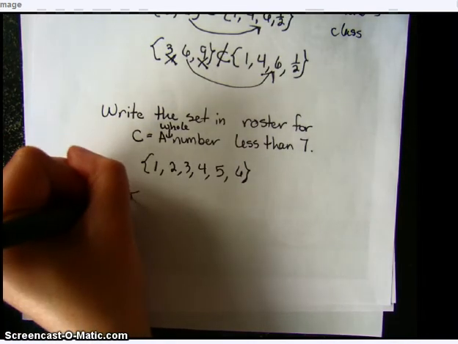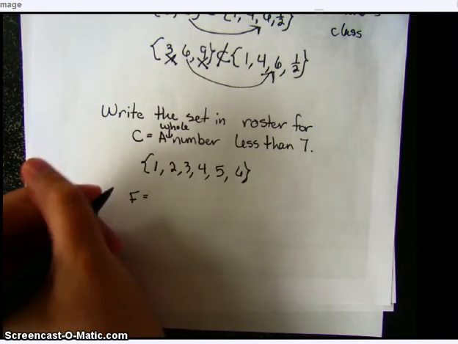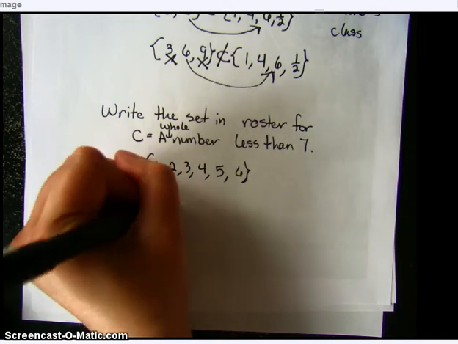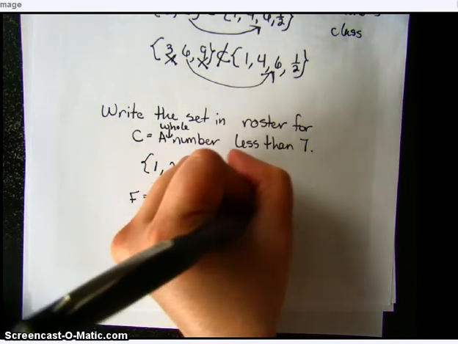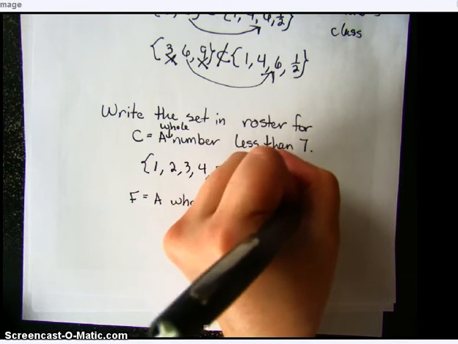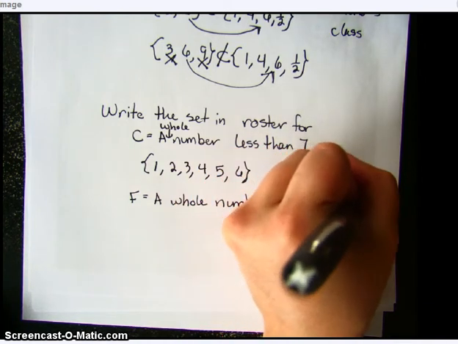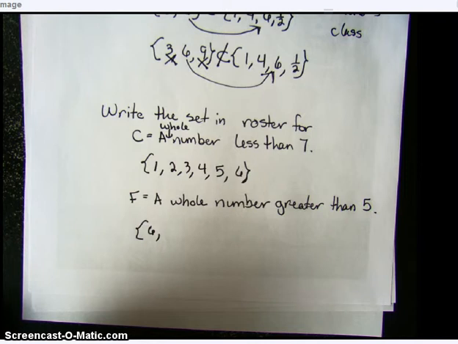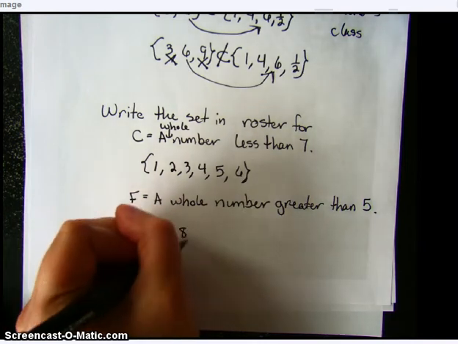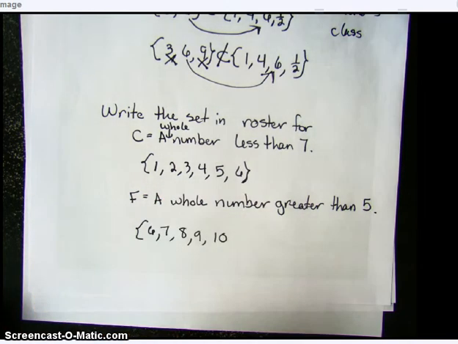I'm going to say the set F, where it is a whole number greater than 5. Again, I'm going to start with my bracket. Well, 5 is not greater than 5. 5 is equal to 5, so I have to start with 6, and then 7, and then 8, and then 9, and then 10. You know what? Then 11, then 12, then 13, then 14, and so on.